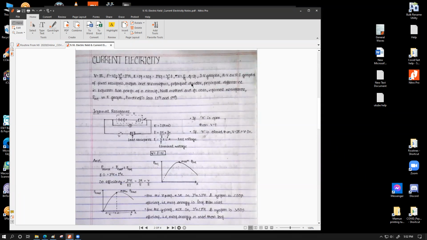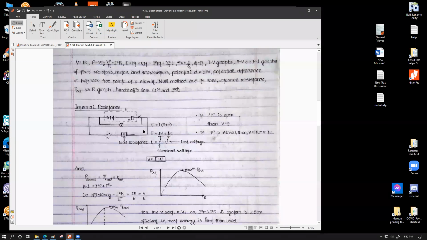These equations are from your O levels. So we'll start from the internal resistance. The key part for internal resistance is that, ideally, up to O levels, we have learned that any battery or cell was considered to be ideal. Ideal means the cell would only provide energy without any resistance. But the truth is, a cell cannot have zero resistance.